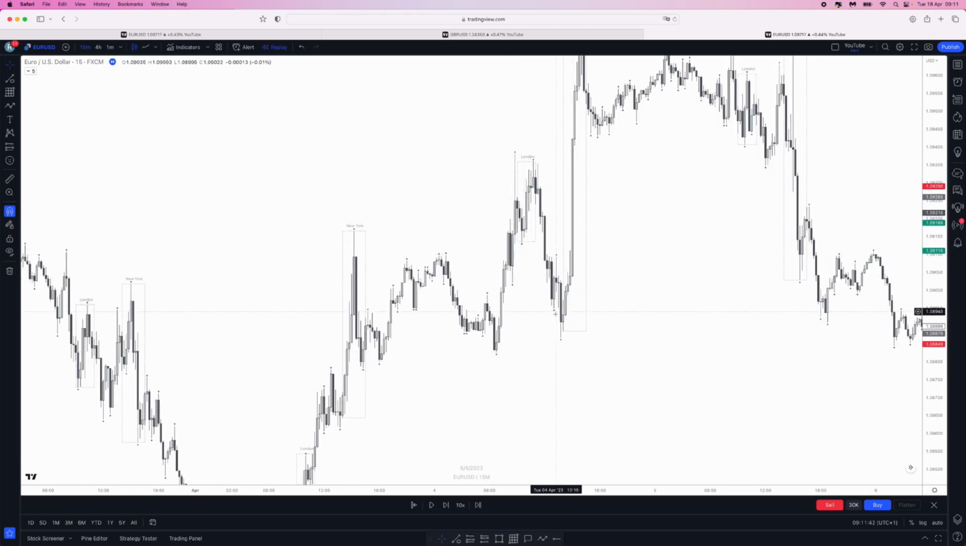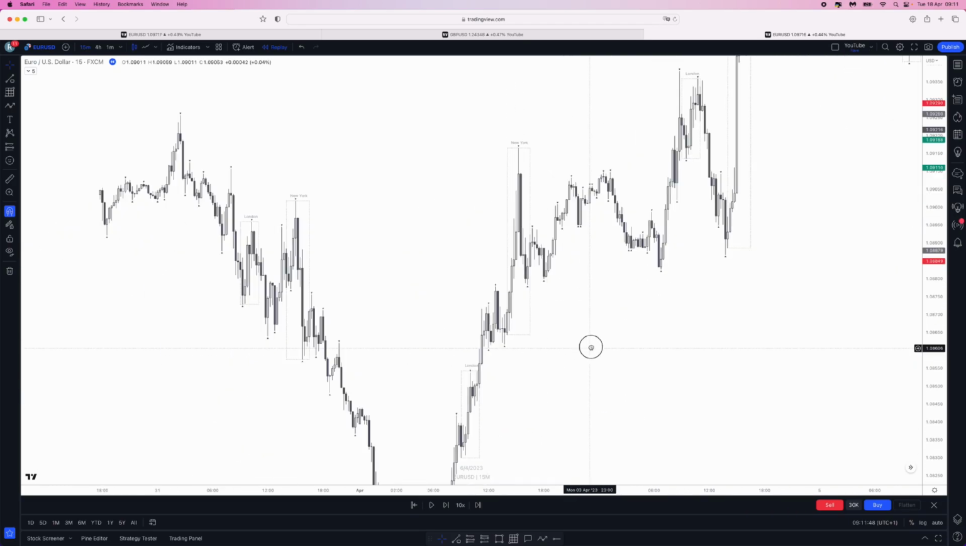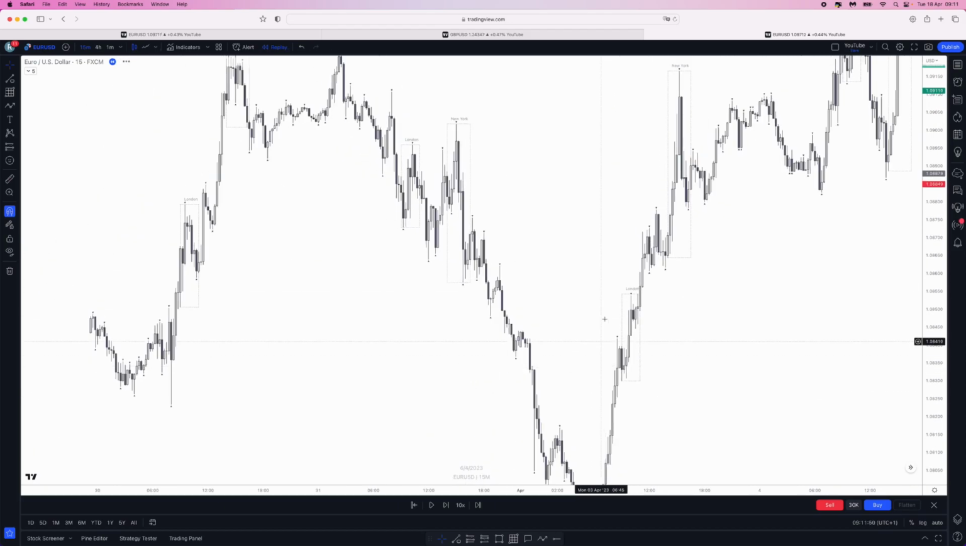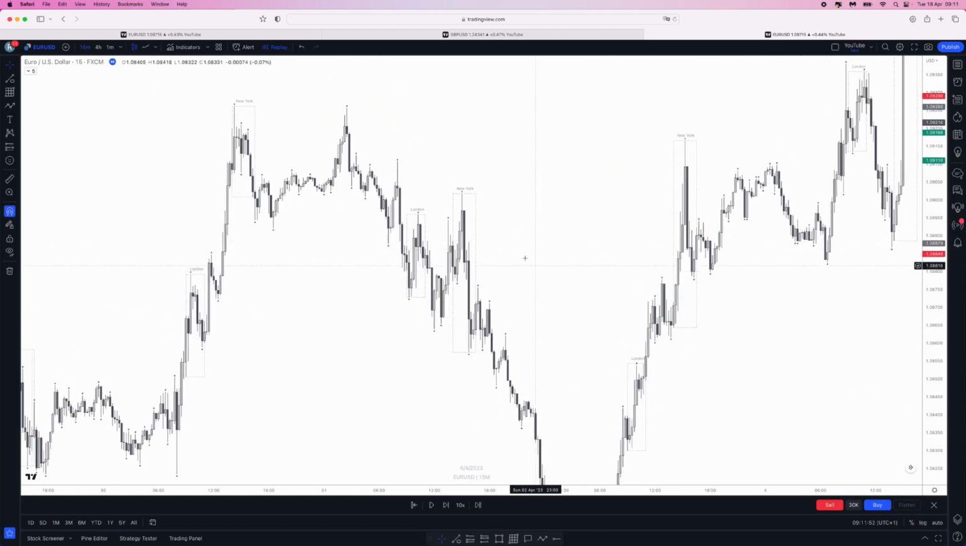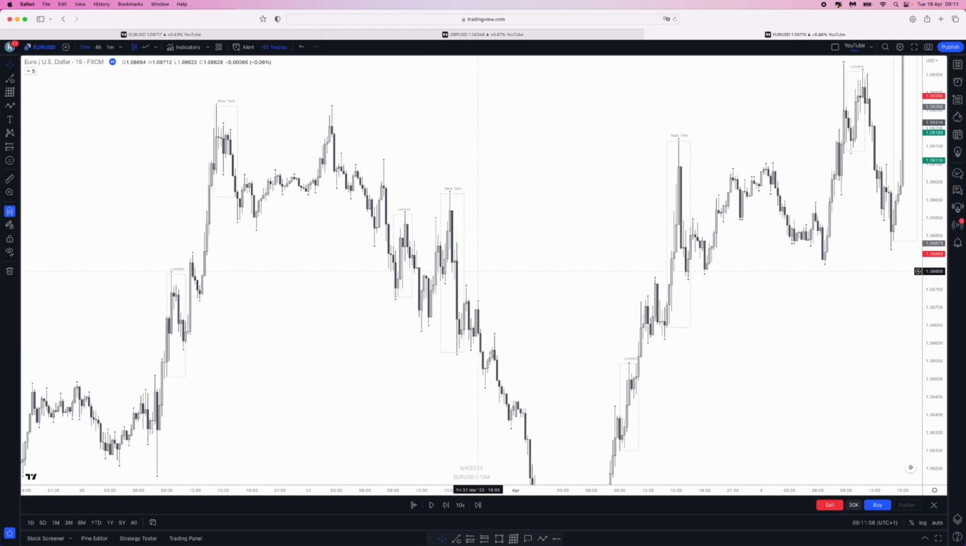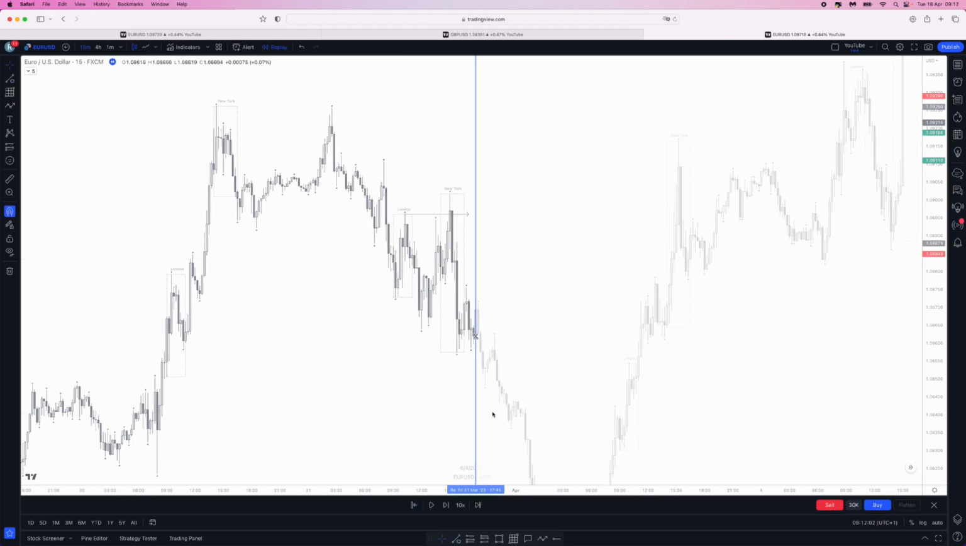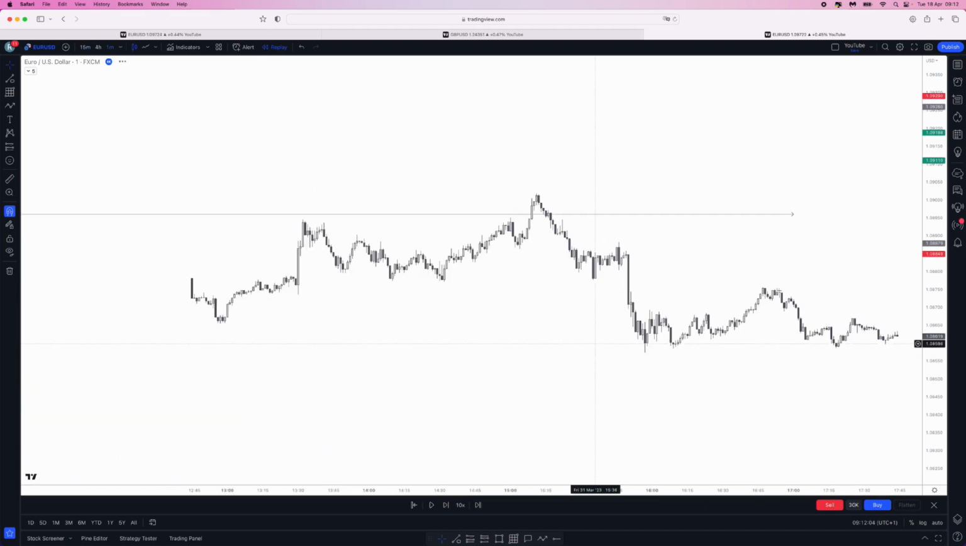There's a sweep here, but that's not in our session. It's just outside our session, so I wouldn't get involved in that personally. It doesn't fit the plan. So let's just see right here. So we sweep London high. Let's see if there is an entry. Drop down onto our entry time frame.